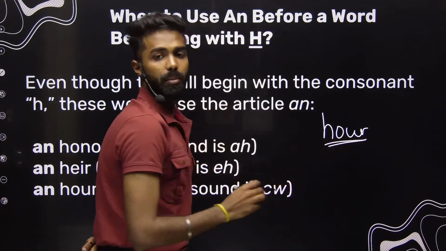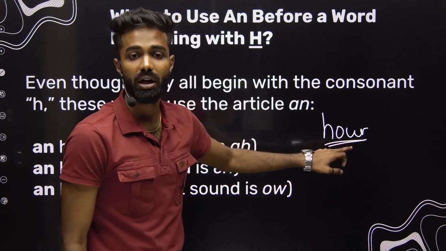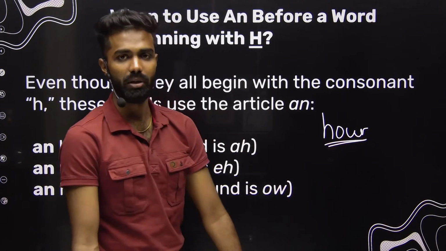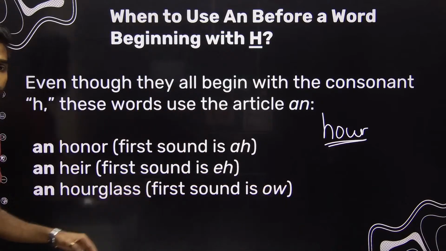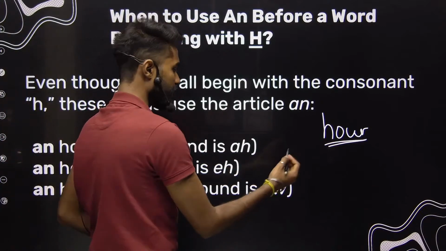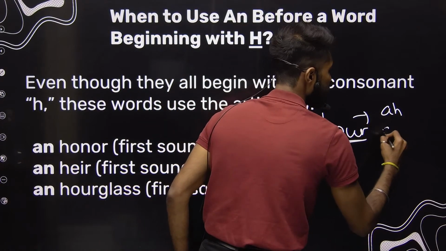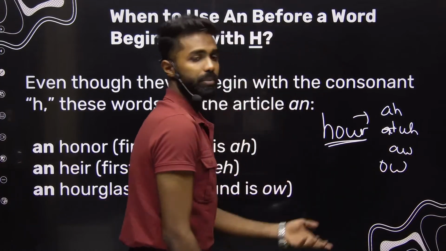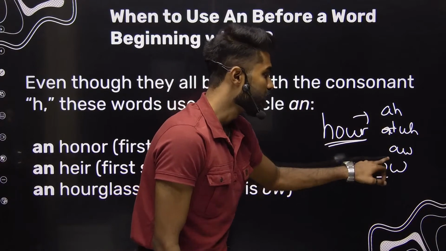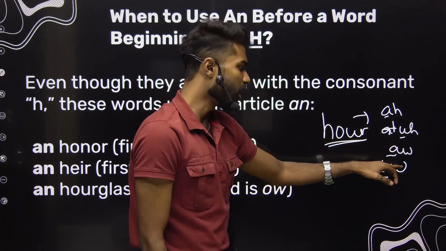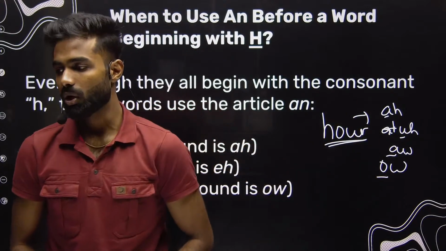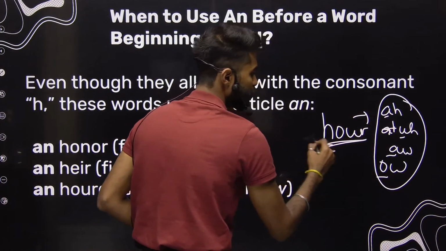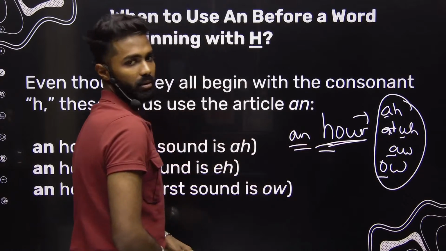Again here, "hour". The proper pronunciation of this word is "our", not "hour" with an H. Many people pronounce it with an H. One hour, two hour, three hour. It is "our". You can pronounce it any way you want, but these are all vowel sounds. Since it gives me a vowel sound, I'm going to use "an" before it. An hour, not a hour.